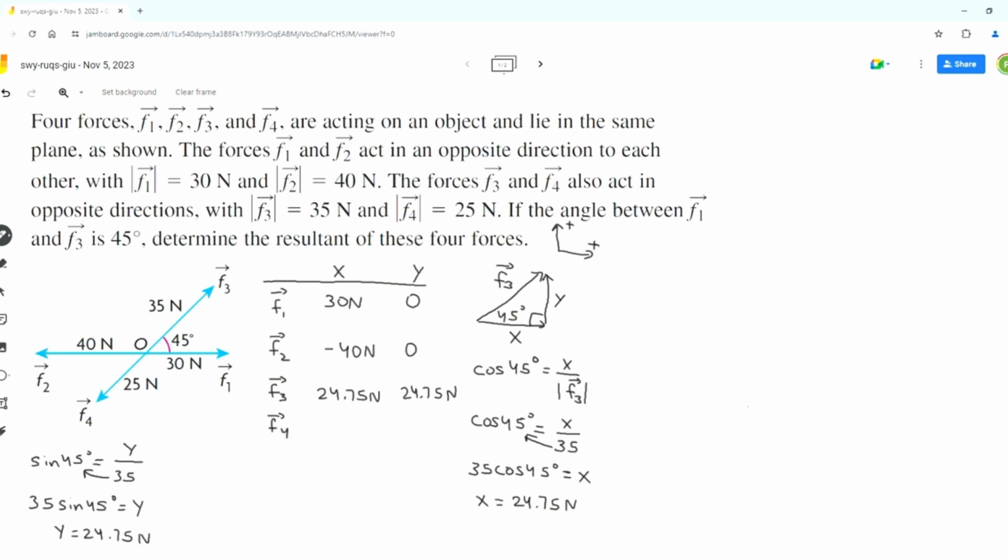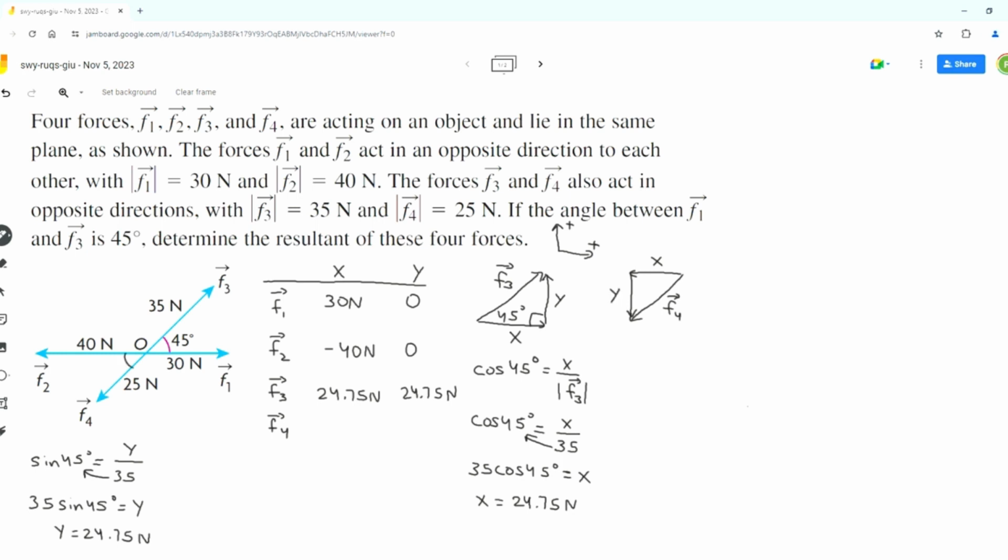F4 has a magnitude of 25 newtons and it is directed to the left side in the downward direction. So we'll have to draw a vector triangle for it. This represents F4, and the x and y components are perpendicular to each other, so it will be a right angle triangle. The x component will be directed to the left, so it will be negative, and the y component is directed downward, so that will also be negative.